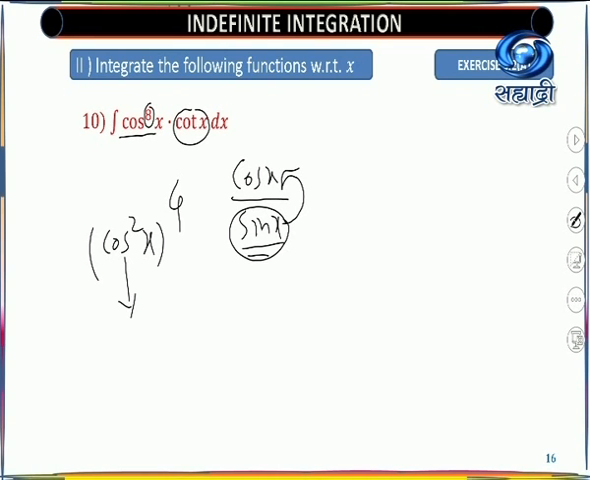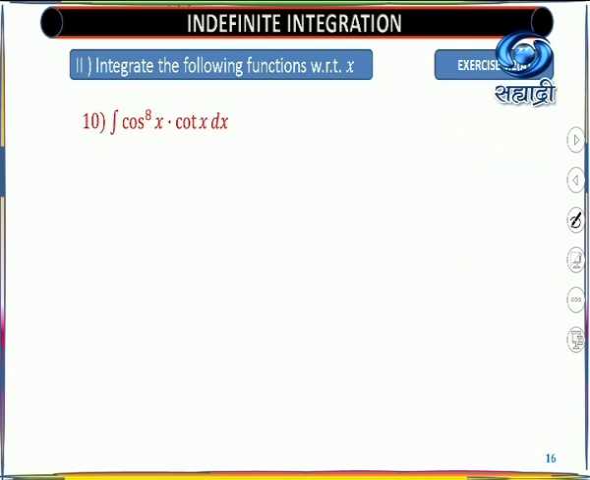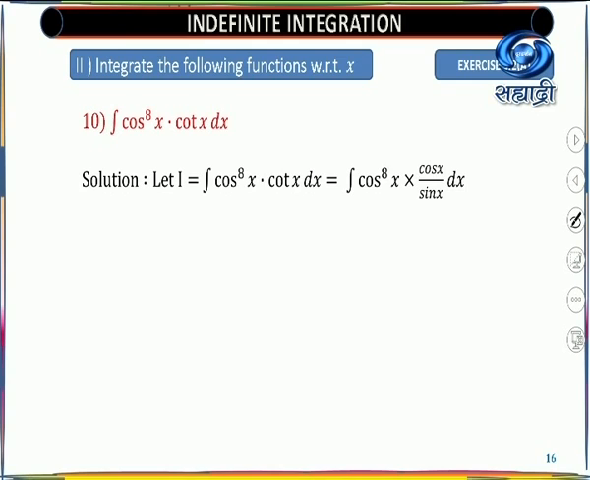This way, if we start thinking, we will start with our example. Let I equal to the integral of cos raised to 8x cot x dx. We split cot x as cos x upon sin x. Now next, you need to substitute sin x equal to t. So here sin x equals t. What will be the derivative? The derivative is nothing but cos x dx equal to dt.